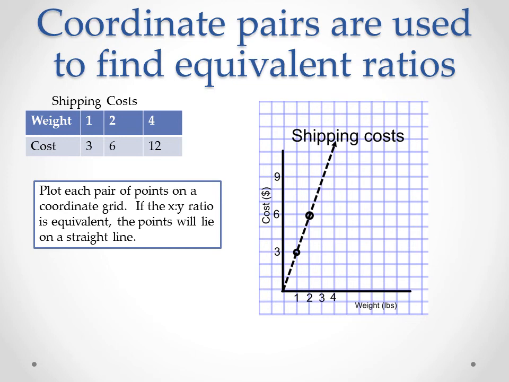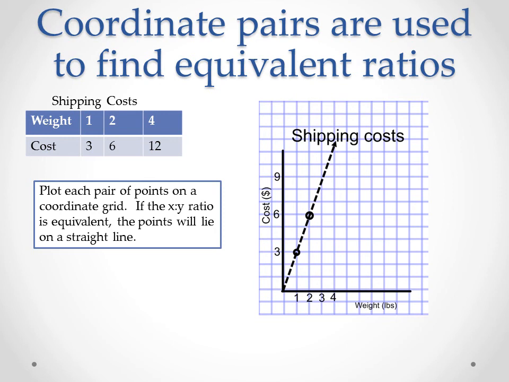The last way that we're going to talk about finding equivalent ratios is through graphing. Coordinate pairs can be used to find equivalent ratios. Now we all know how to graph. We all know how to make tables. So if you look at your table, we have weight and cost. And these are the shipping costs at the post office. So if the box weighs 1 pound, it's going to cost us $3 to ship it.